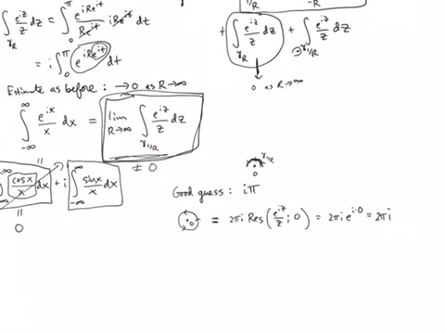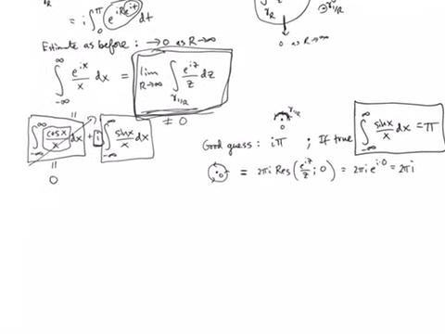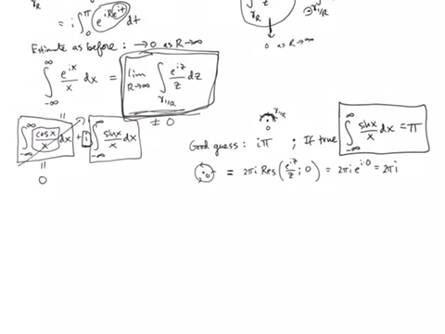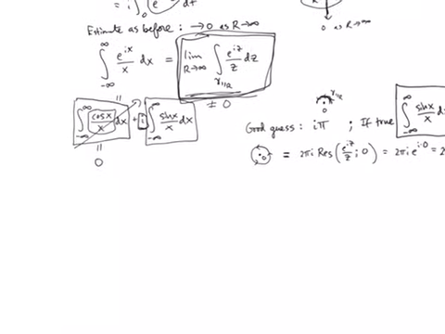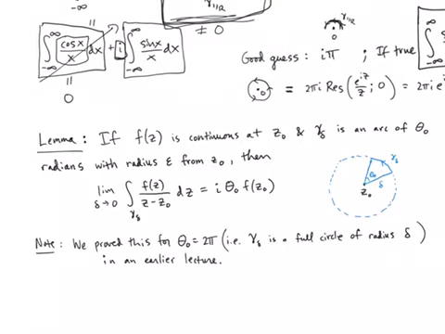Because this limit is equal to I times the integral we're interested in. So let's say here that if true, then the integral from negative infinity to infinity of sine x over x dx is equal to pi. Okay, so it turns out that this is true in a rather strong way. So let me write down a lemma. Okay, so here's the lemma.